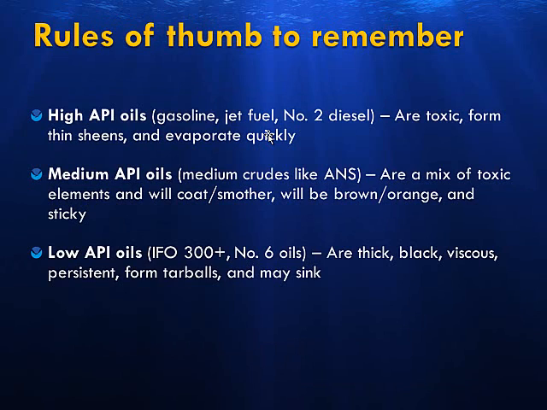Okay, so we talked about different API levels. High API fuels are your lighter end fuels, gasoline, diesel fuel, for instance. They're going to have a higher acute toxicity, like I said before. They're going to be low viscosity, so they can spread out really quickly into really thin sheens that may be sub-micron level, so thinner than a layer of paint. And they're going to be lighter end products, so they're going to evaporate pretty quickly, so they're not going to be as persistent.